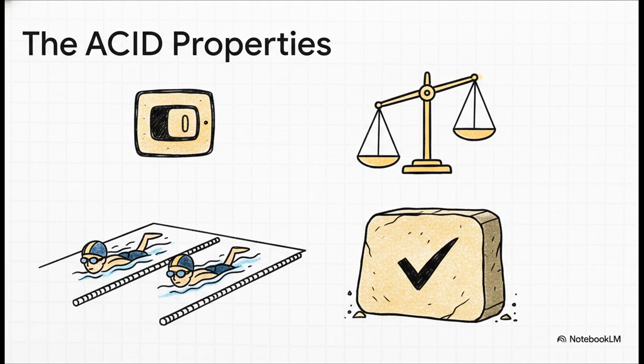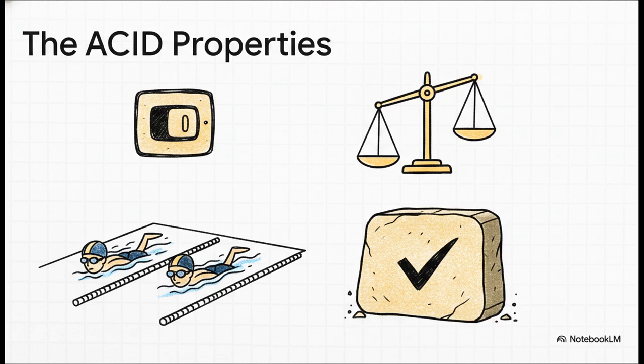Consistency makes sure the rules are always followed. You can't book a seat on a flight that doesn't exist. Isolation means my ticket purchase doesn't mess with your ticket purchase even if we both click buy at the exact same millisecond. And durability guarantees that once your booking is confirmed, it is permanent even if the power goes out a second later.